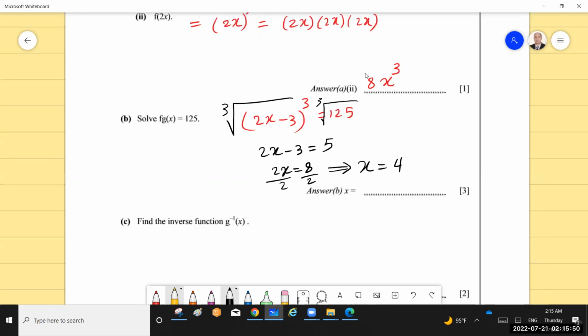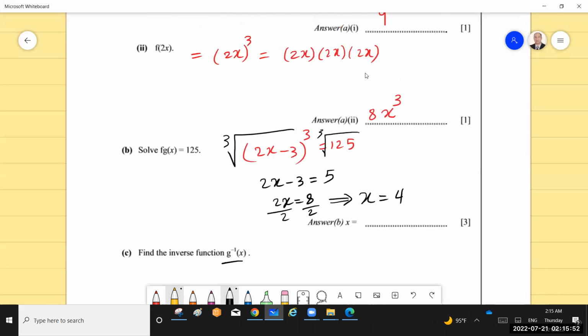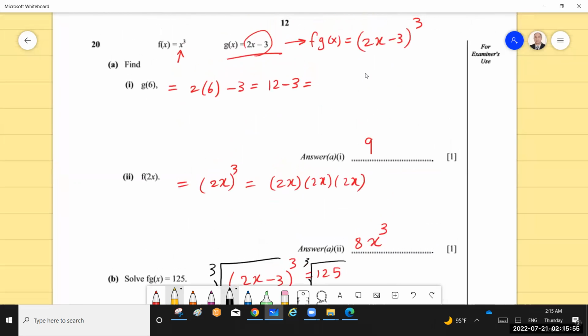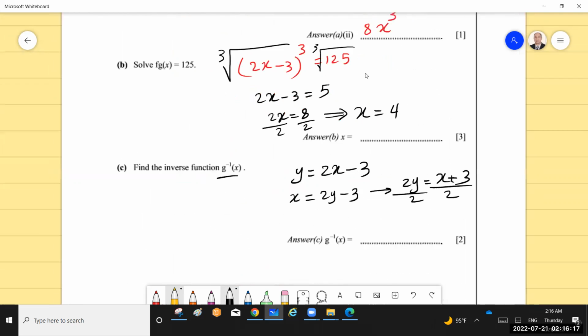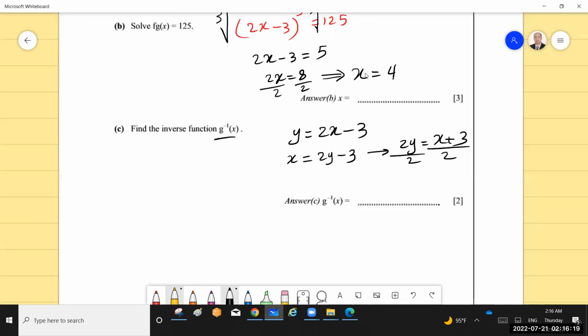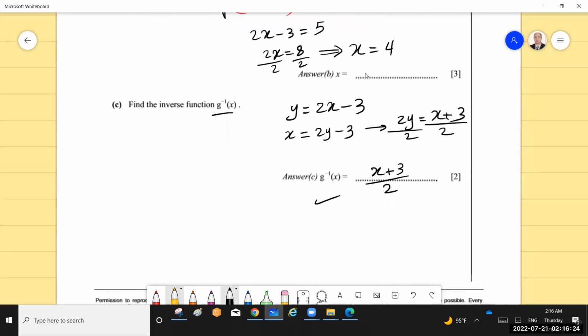Find the inverse function g inverse of x. The function g is 2x minus 3. Just switch the variables: x equals 2y minus 3, and solve now for y. So 2y, if you make it the subject, will be x plus 3, and by dividing each side by 2, you will get the inverse function. Once you get y as the subject, you find the inverse function. That's it: x plus 3 over 2, this is the inverse function of g.